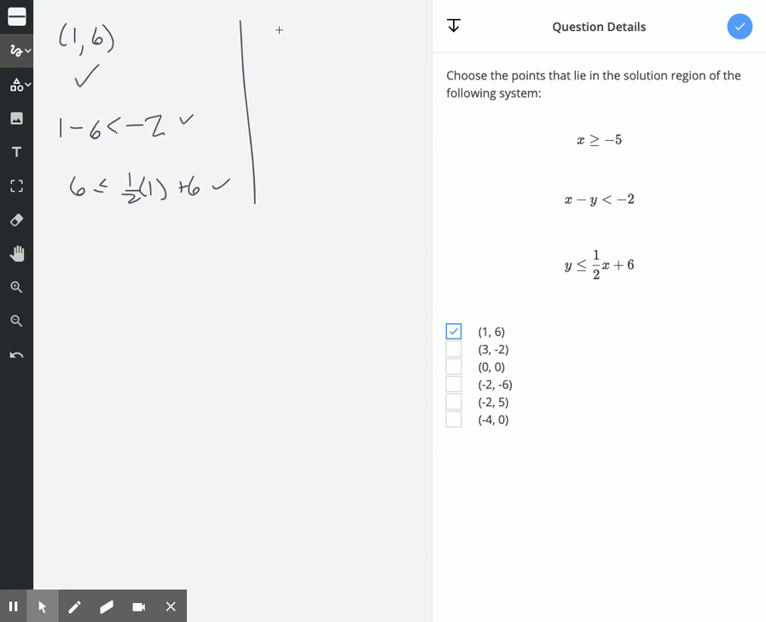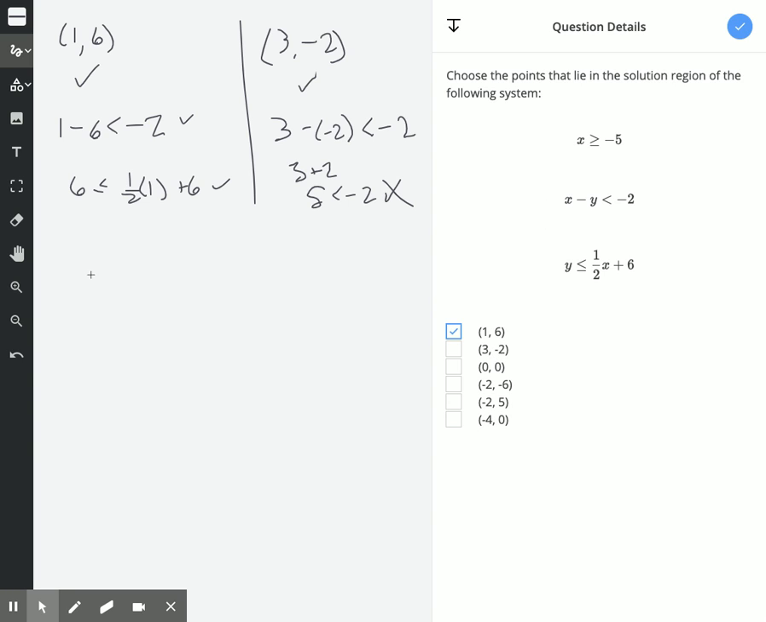What if I were to check 3, -2? Well, for the first one, I just check: is 3 greater than or equal to -5? Well, that's a quick check. And then I say, well, what about 3 minus -2? Is that less than -2? Well, that's 3 plus 2, which is 5. Is 5 less than a negative number? I say no, so I'm not going to select that one. I have to keep going.